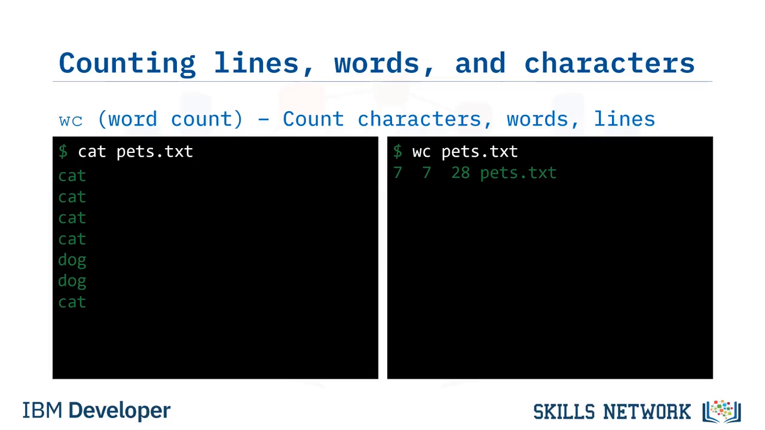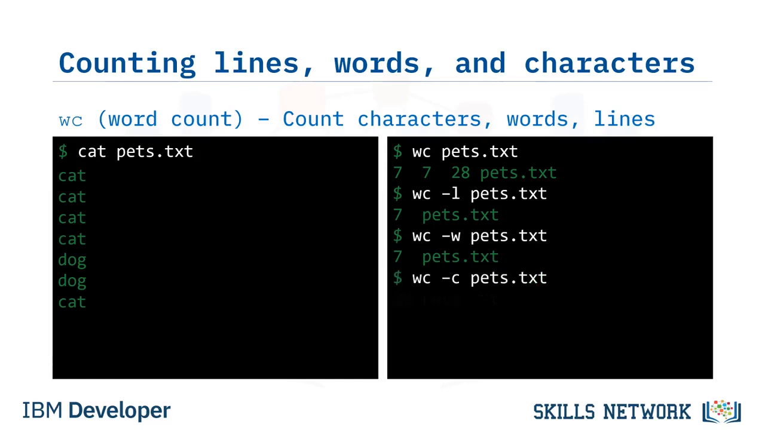and 28 characters. But 7 times 3 is 21, so why does wc see 28 characters? Because it also counts new line characters. You can't see them there, but there are 7 new line characters, one of which represents end of file. To view only line count, you can use the -l option, which returns 7 pets.txt. And similarly, to view only word count, you can use the -w option. And to view only character count, you can use the -c option.